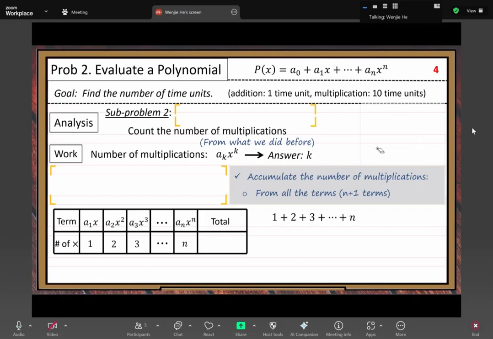So the total number of multiplications, do you remember the formula for this one from your discrete math? The summation of the first n consecutive positive integers. Is there some simple, nice formula? Let me give you the answer: 1/2 times n times (n plus 1). Why is that?